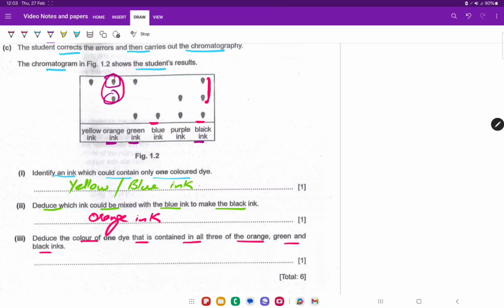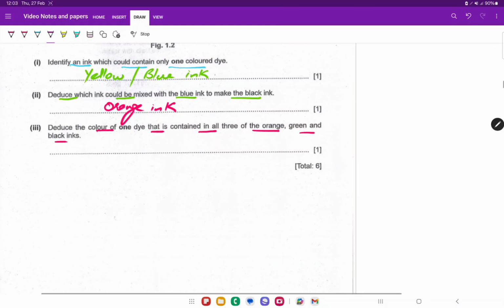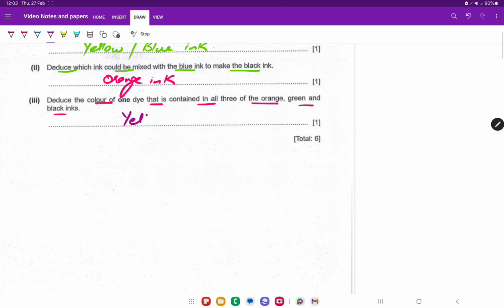All of them, orange, green and black, have this common dye. So I can deduce the color of the one dye contained in all three: orange, green and black ink. Which dye has this? Only the yellow ink has this dye. So orange, green and black have a dye which is found in the yellow ink only. The answer is yellow ink. I hope you got it.